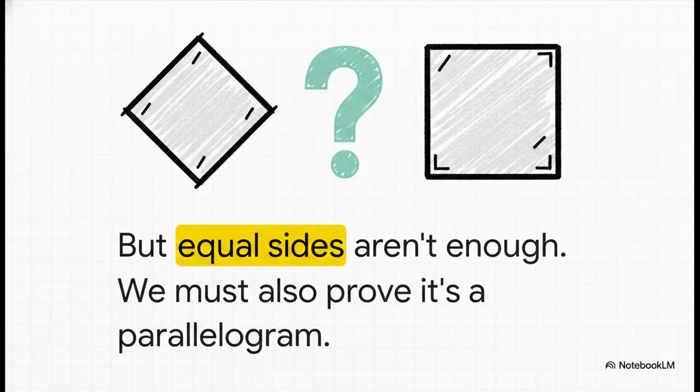But hold on a second. Equal sides aren't quite enough proof on their own. I mean, a square also has four equal sides, right? To be absolutely sure this is a rhombus, we also need to prove that it's a parallelogram. And that means its opposite sides have to be parallel.